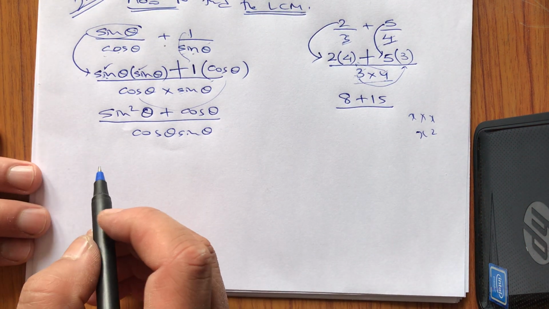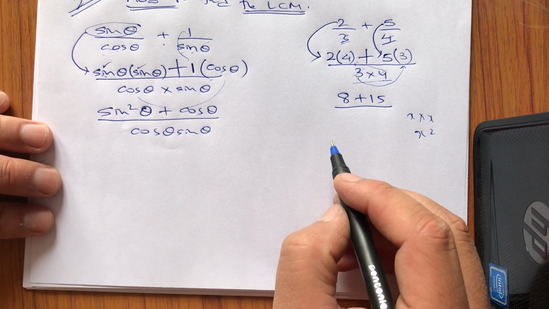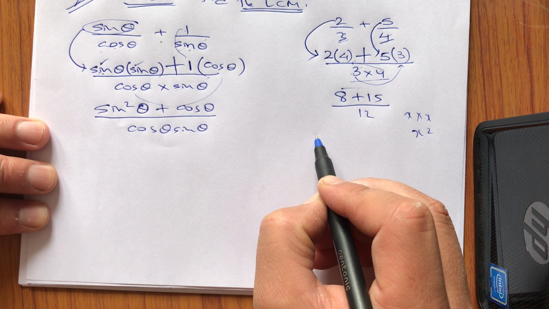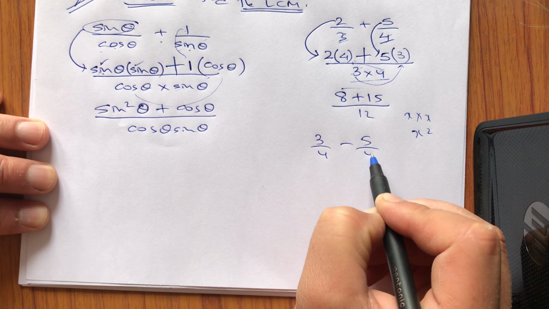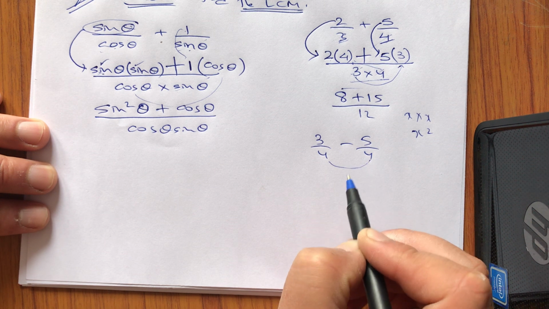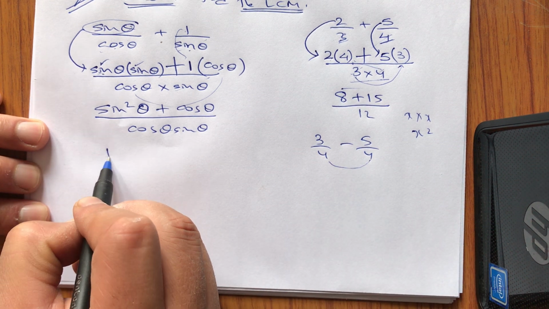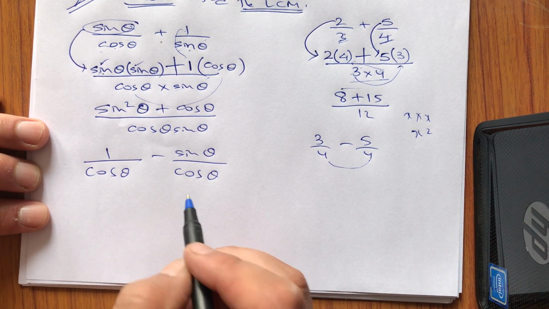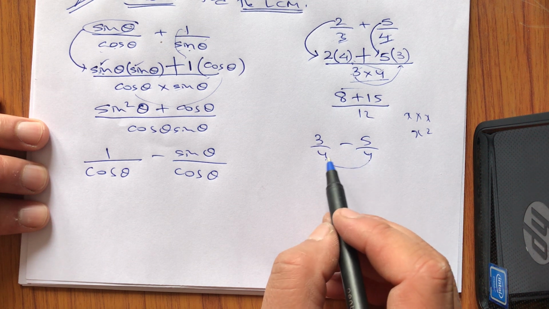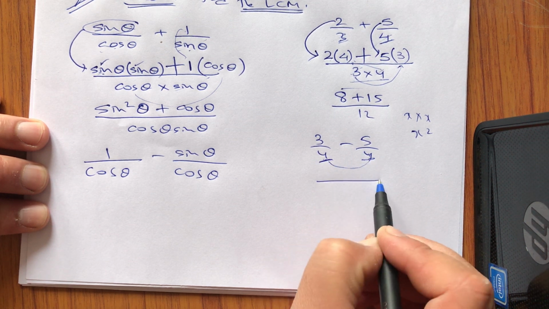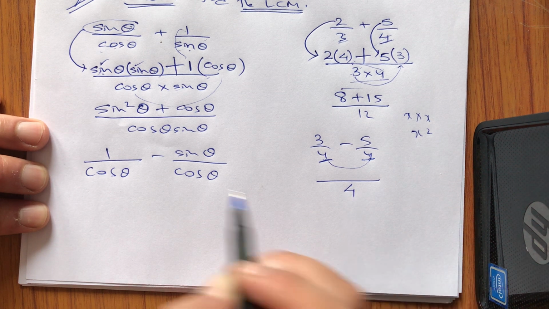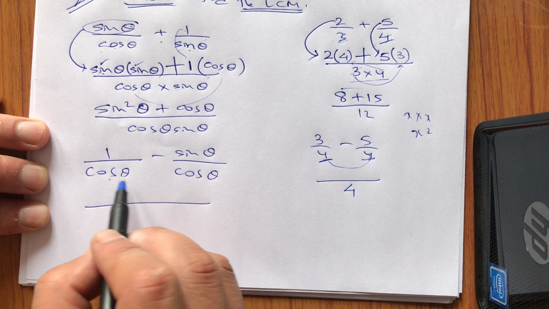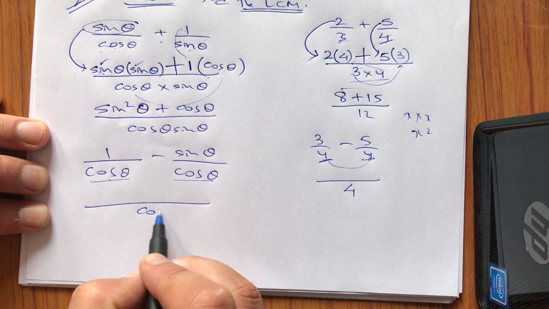Let me give you one more example. If I have something like 12, then we add all that stuff, that is fine. But if I have, let's say, 3 by 4 minus 5 by 4, sometimes we may have the same denominators. So I may get 1 by cos theta minus sin theta by cos theta. Now if I want to find the LCM, we do not multiply them, because if it's the same denominator in both of them, we just take only one of them as the LCM. So same thing over here, I have cos theta here and cos theta here. So the LCM is not the multiplication of these two, because they are exactly the same. So we just write it only once.